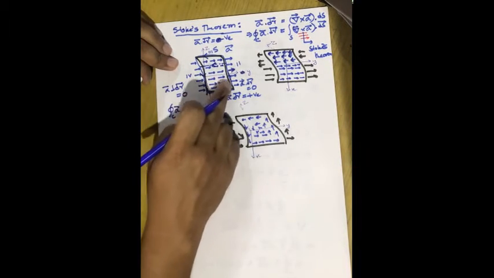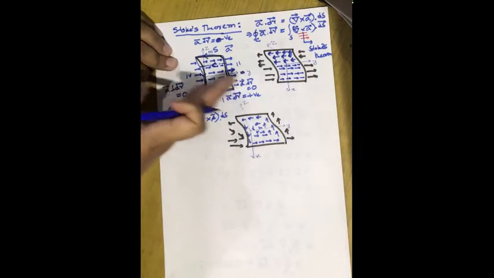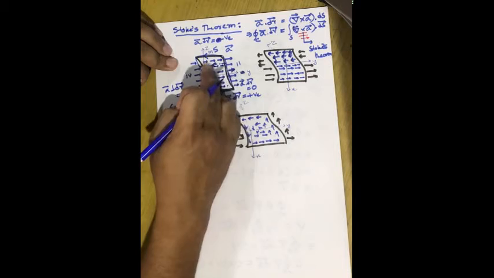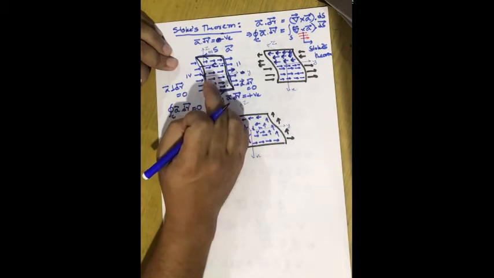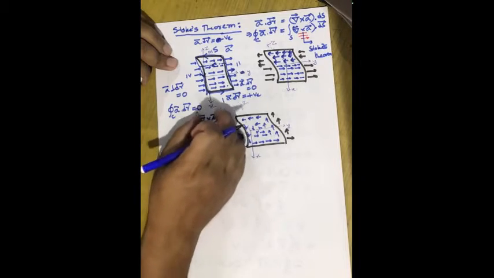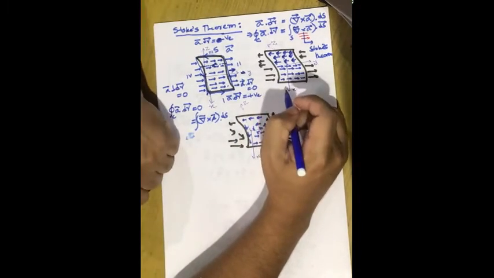As you can see, there is no curl here because the vector field is just moving in this direction. There is no circulation of the field lines. So we can say that the curl of this field is equal to 0. Okay, but now let's consider this part.